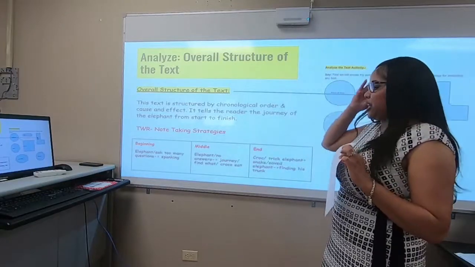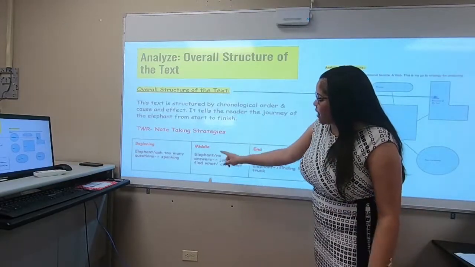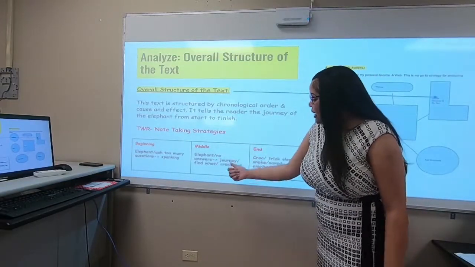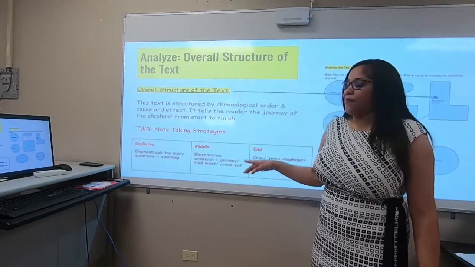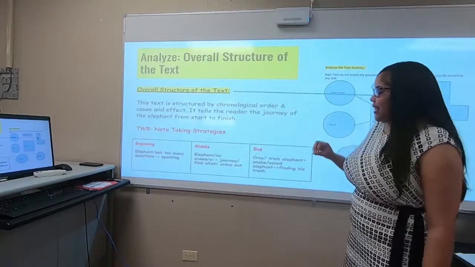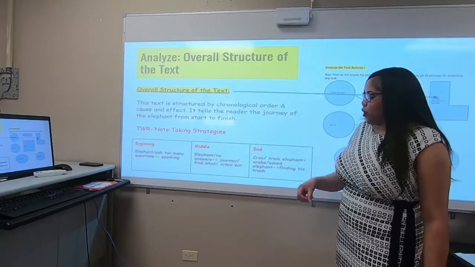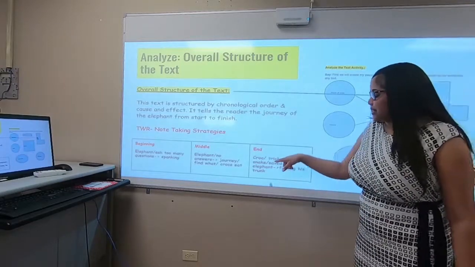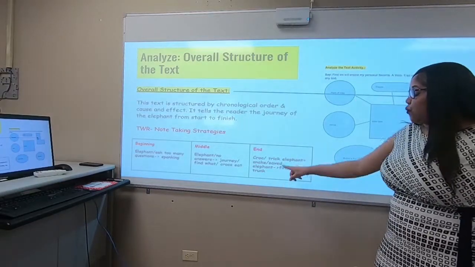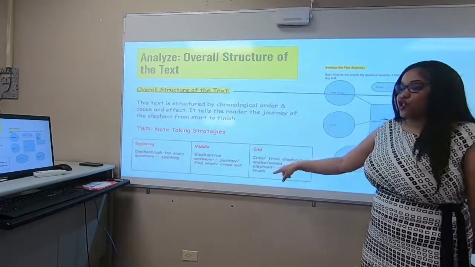So we use our TWR symbols here. Elephant / no answers leads to journey / finds what crocs eat. Okay? So this is amazing here. We can also use TWR to do the ending. Croc / trick the elephant plus the snake had to save the elephant, which led to finding his trunk.